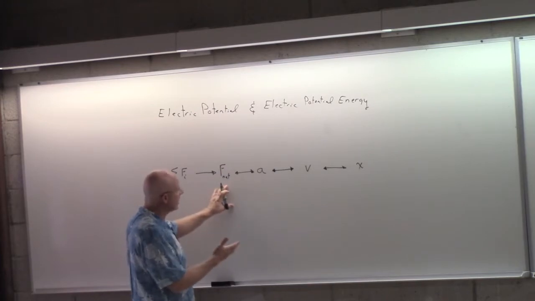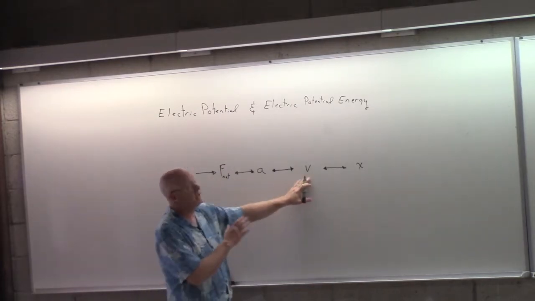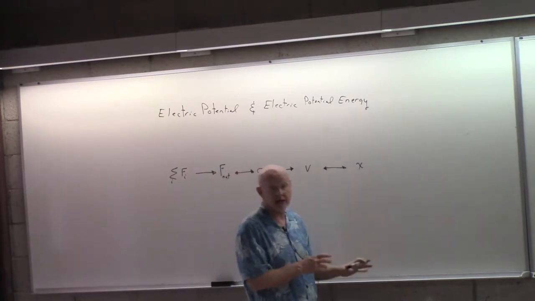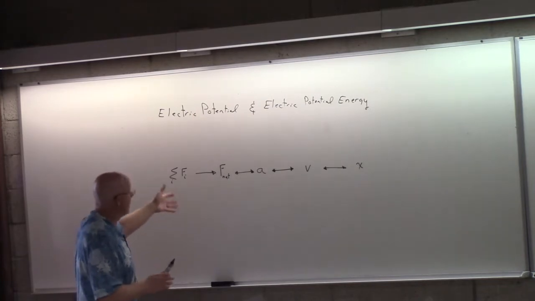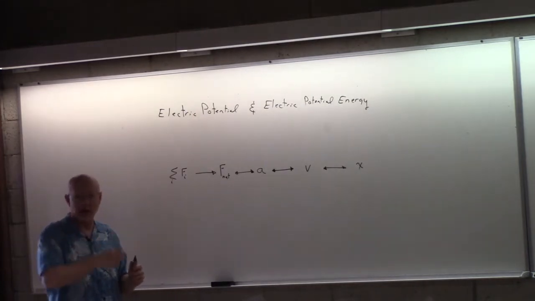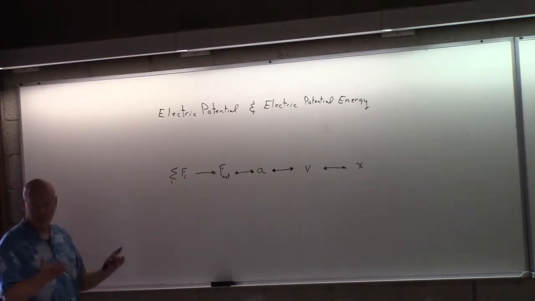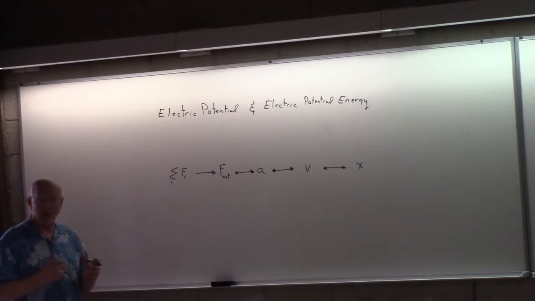Then using Newton's second law, we divided by mass to get the acceleration, then we integrated to get velocity, then we integrate that to get position. So this is all of our mechanics. This little diagram is hopefully representing what we did in chapters 1 through 6 in Physics 110.